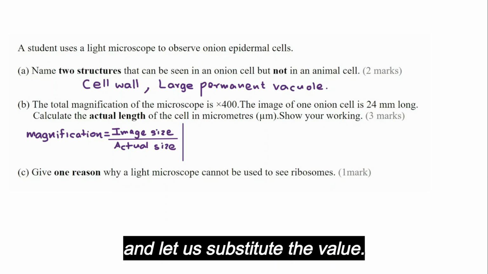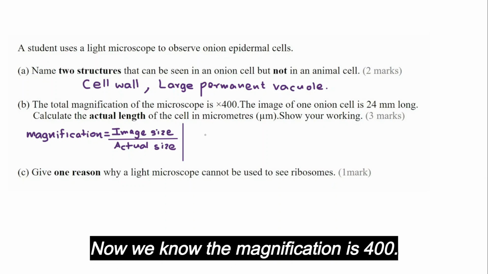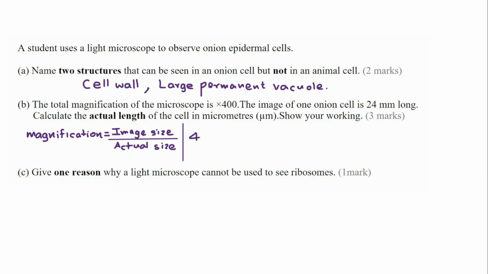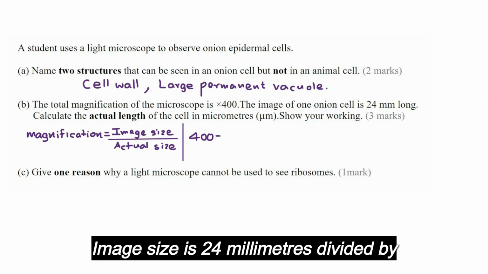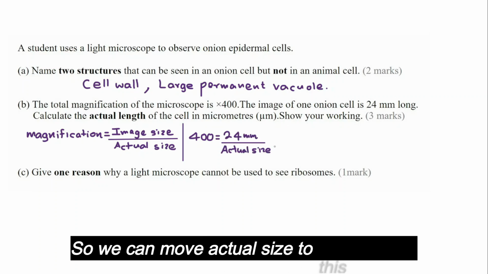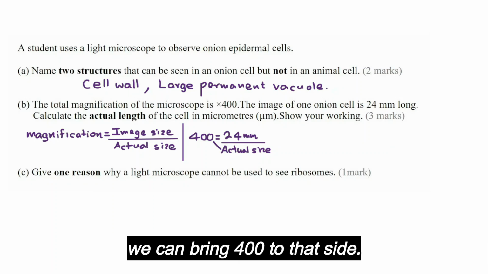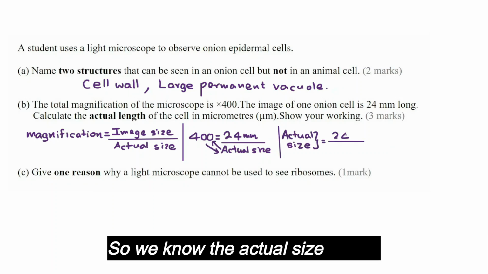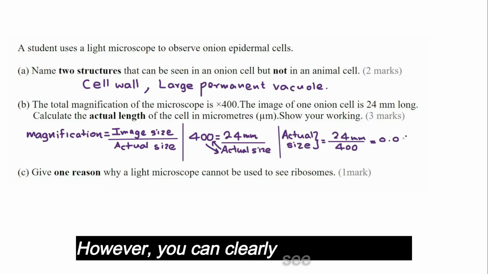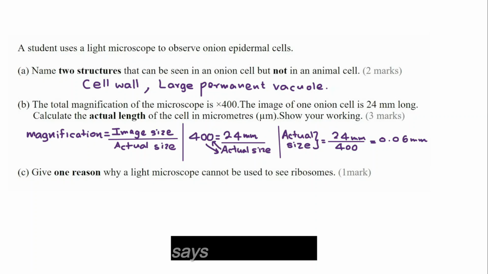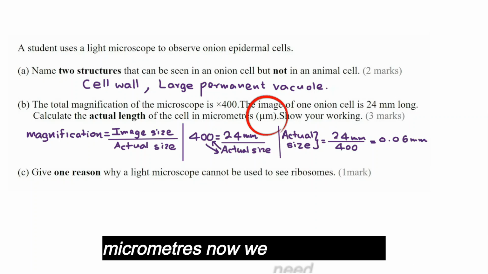And let's substitute the value. Now we know the magnification is 400. Image size is 24 millimeters divided by actual size. So we can move actual size to this side and we can bring 400 to that side. So we know the actual size is 0.06 millimeters. However, you can clearly see the question says to give this in micrometers.